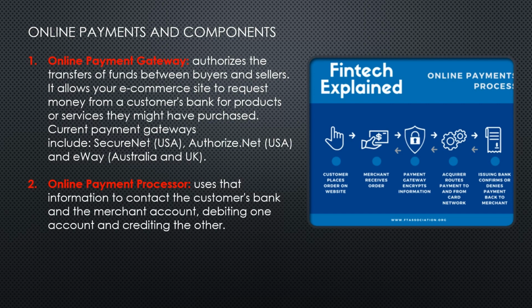For online payment processing, there are two main parts. The first part is the online payment gateway. The online payment gateway authorizes the transfer of funds between the buyer and the seller. It allows your e-commerce site to request money from the customer's bank. It includes the security layer, Authorize.net, and eWay, which is used in Australia and the UK.